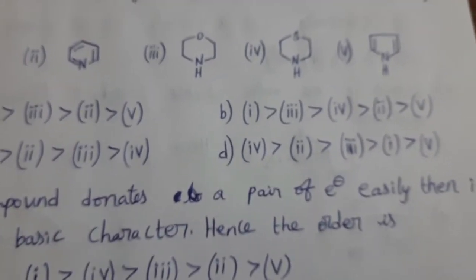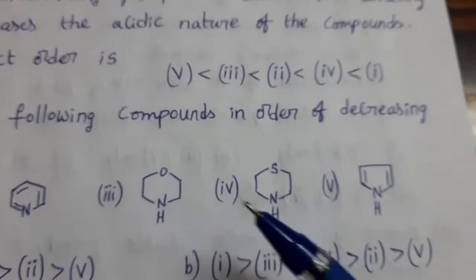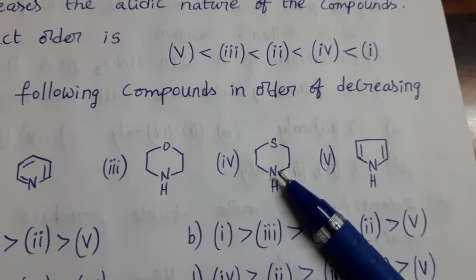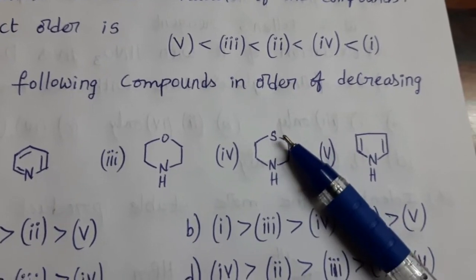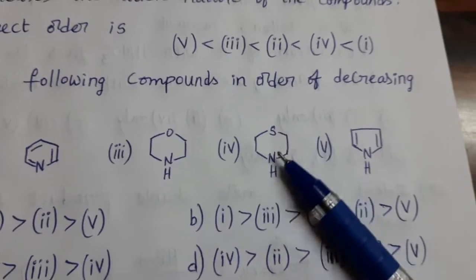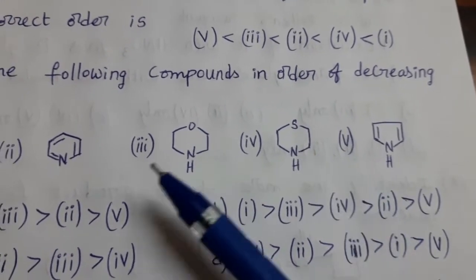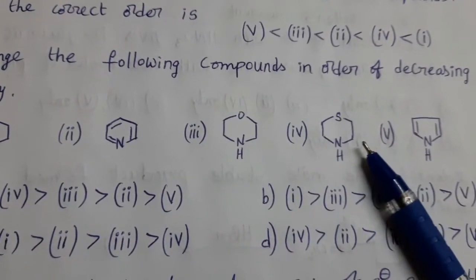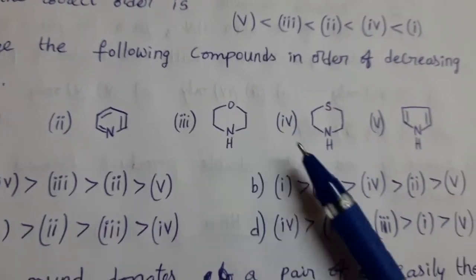So since the size is more and nitrogen is present at a nearby distance, repulsive forces are dominating. That's why this sulfur atom can donate a pair of electrons easily. That means it has more basicity than this compound. So highest this one, next this one, after this one, next.